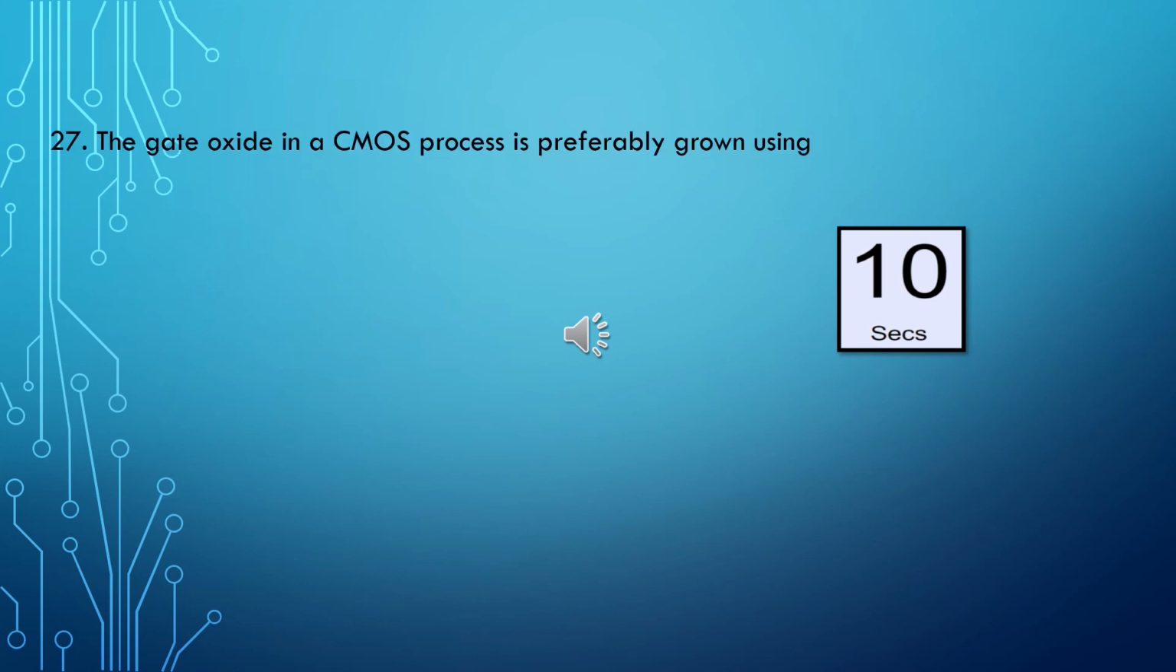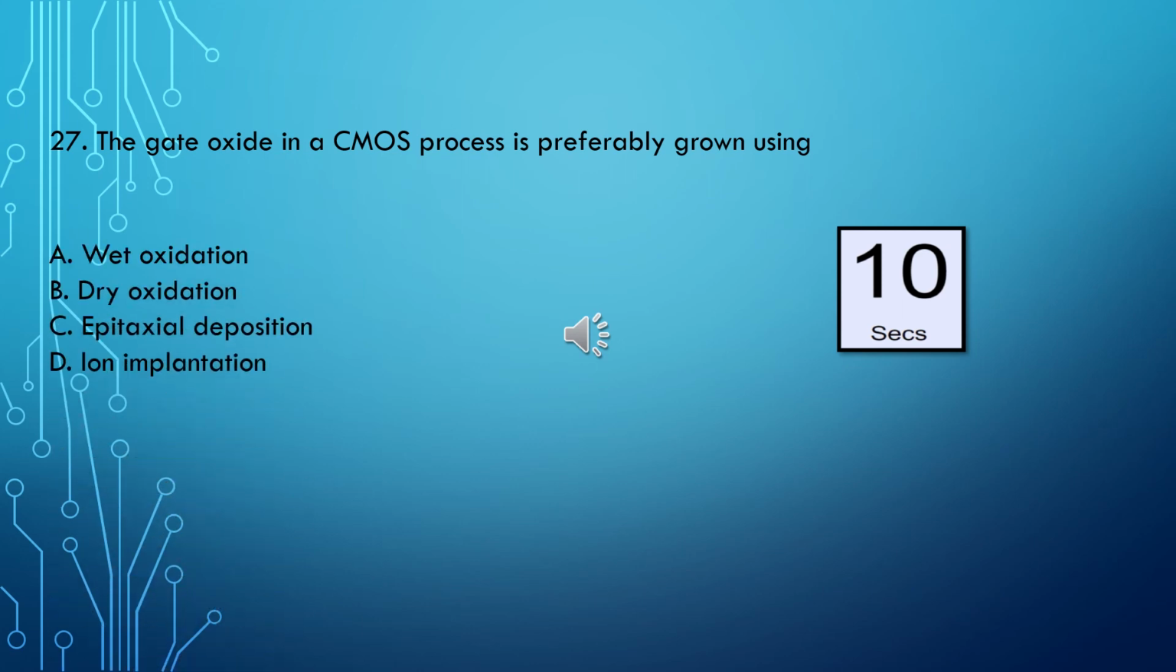The gate oxide in a CMOS process is preferably grown using: Option A. Wet oxidation. B. Dry oxidation. C. Epitaxial deposition. D. Ion implantation. Answer: dry oxidation.